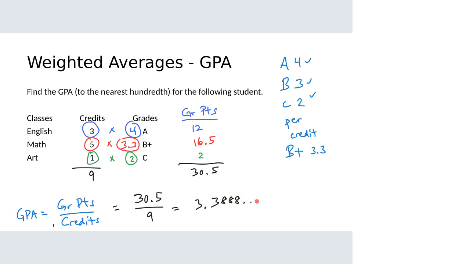That keeps repeating. In this problem, we were told to round to the nearest hundredth. So we'll find the hundredths place. We'll look one space to the right. Since that's 5 or bigger, we'll round up to 3.39. Beautiful example of a weighted average. What's happening here is this 5-credit class counts a heck of a lot more than the 1-credit class does. And it's practical, because it's exactly how your grade point average gets calculated.